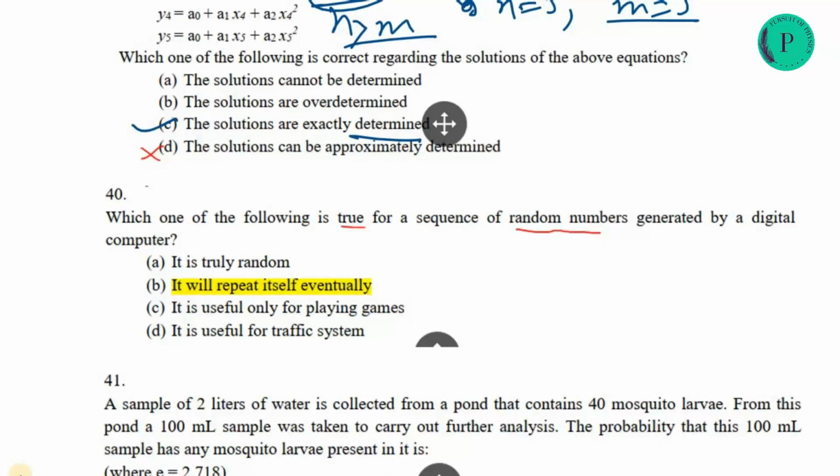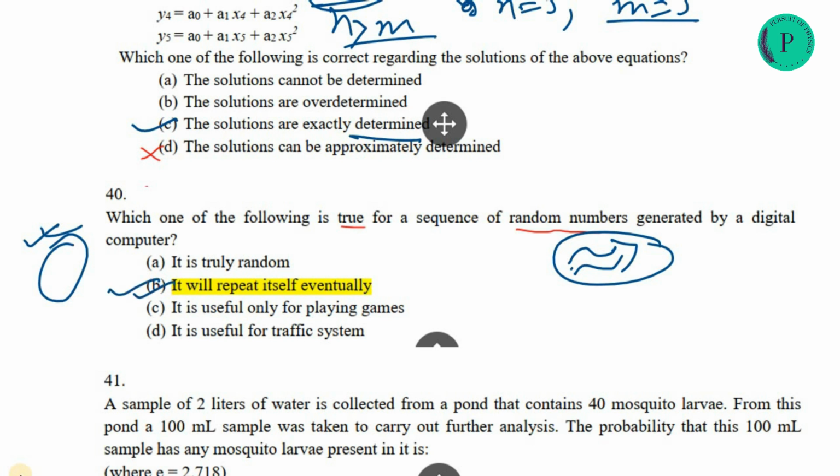The next question is about which of the following is true for the sequence of random numbers generated by a digital computer. So a digital computer is always programmable. I have a doubt about this question, I am not sure, but I will keep my logic. Digital computers are already programmed, so they can't generate truly random numbers. Since they are already programmed, it will eventually repeat itself.